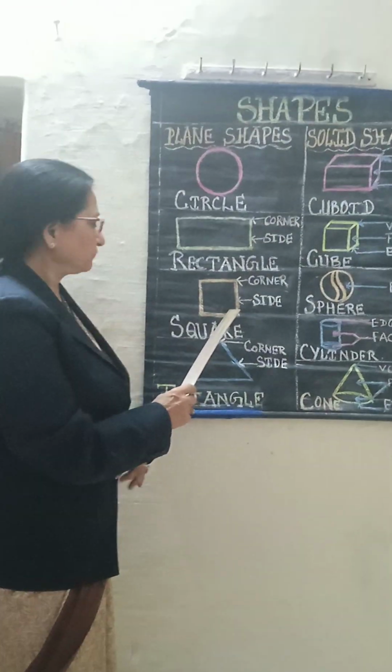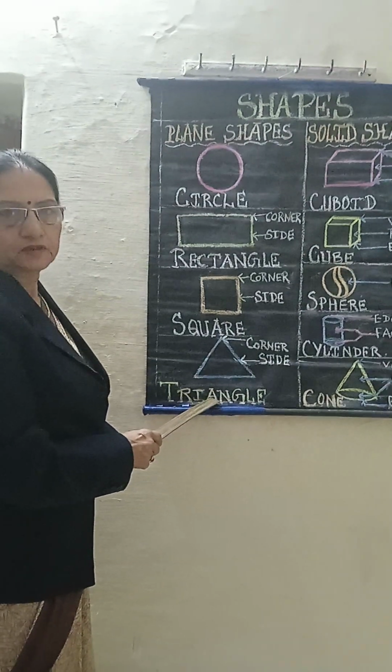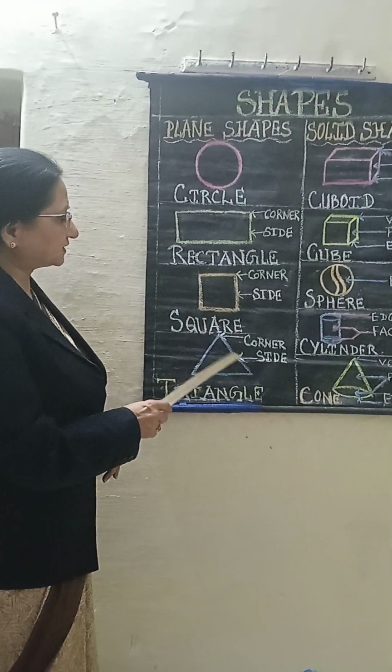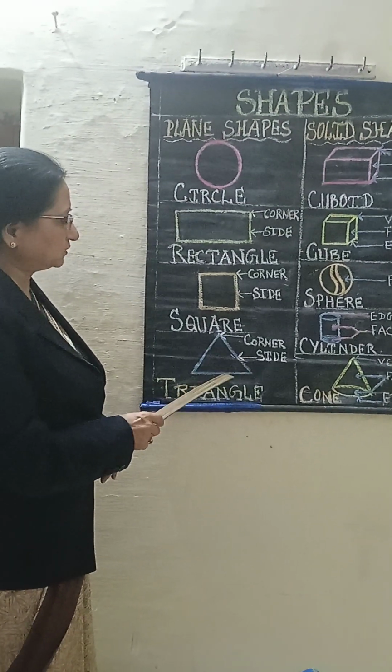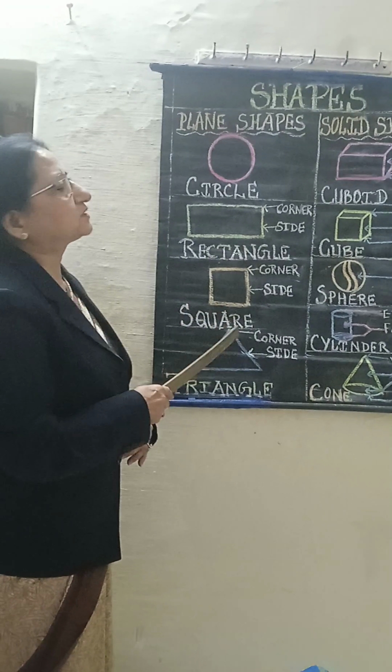Okay, understood? Now next is triangle. In the triangle 3 sides are there, and 3 corners. Okay, these are plane shapes.